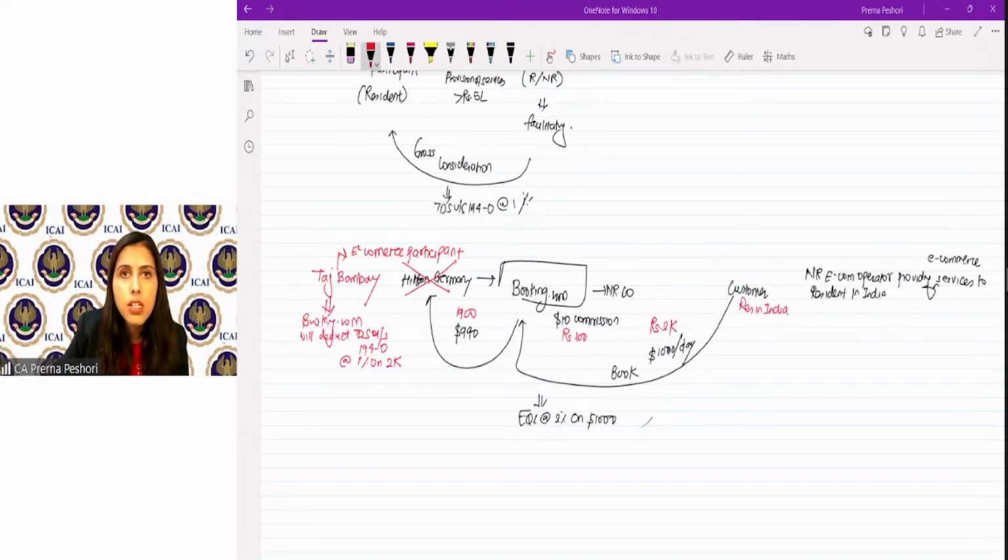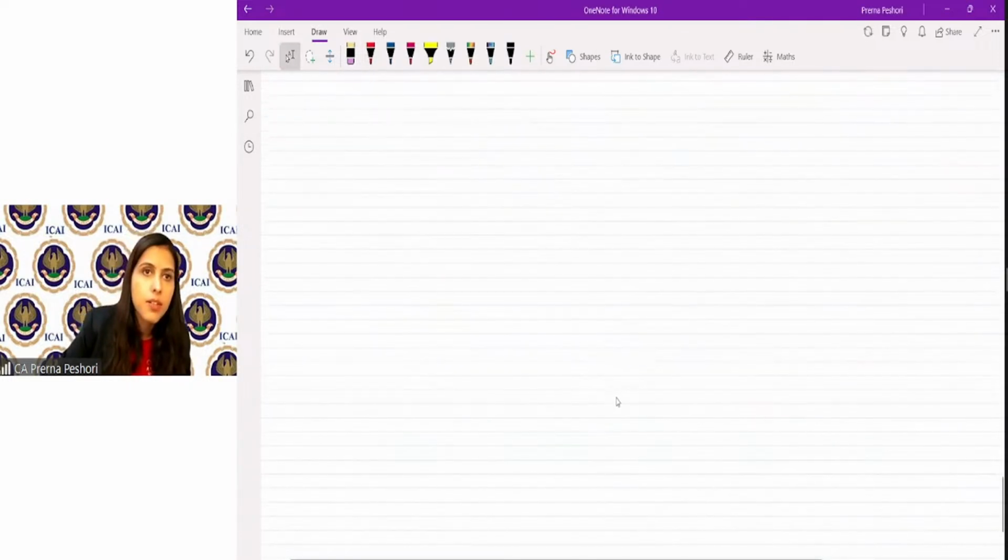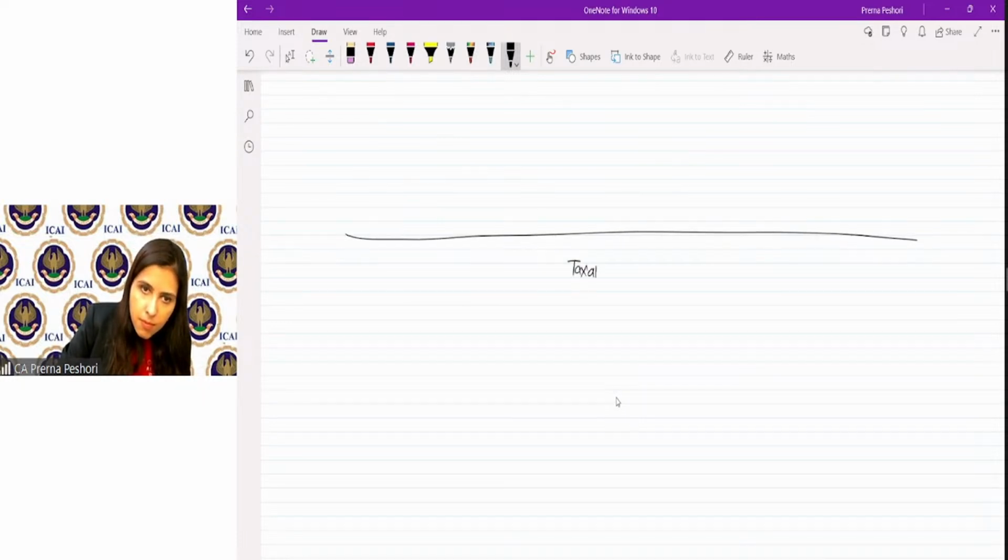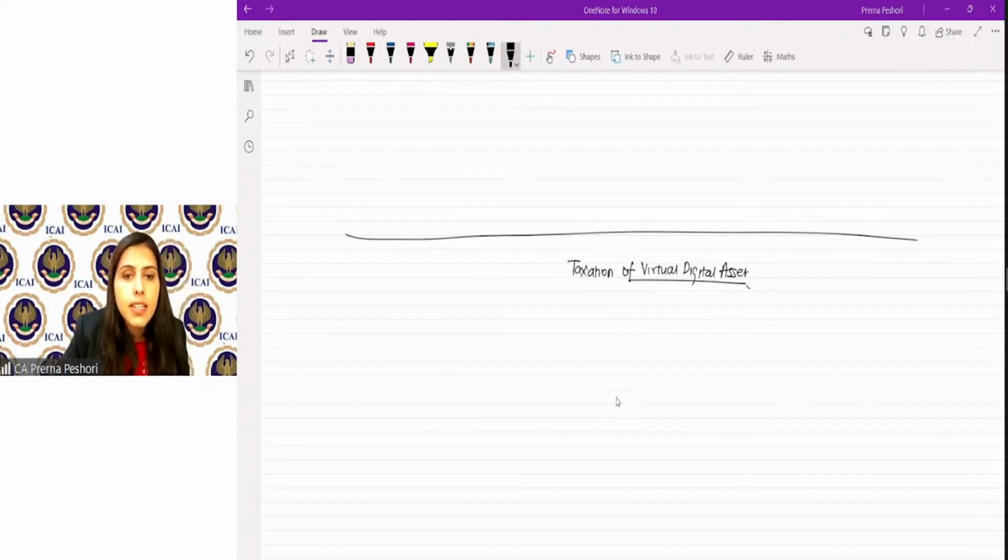Okay. So let's move to the next topic then, which is virtual digital asset. Taxation of virtual digital asset. Yes, all of you, I'll request you, I'm giving you 2 minutes to go through the entire thing that I've given. In case you have any doubt, you can ask me because it should be clear to you before we proceed to our next topic.